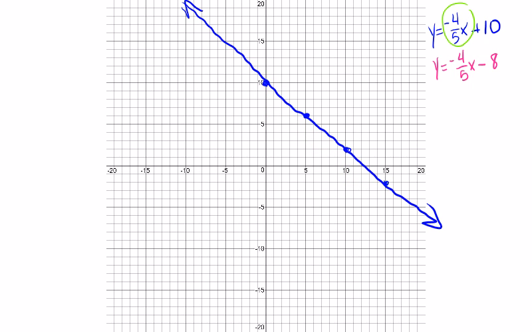Then we'll go to pink. Our y-intercept for pink is -8, so we're going to go down to -8 and plot our y-intercept. Now our slope here is -4/5. So for our slope, we're going to go -4 and over 5 and plot our point.